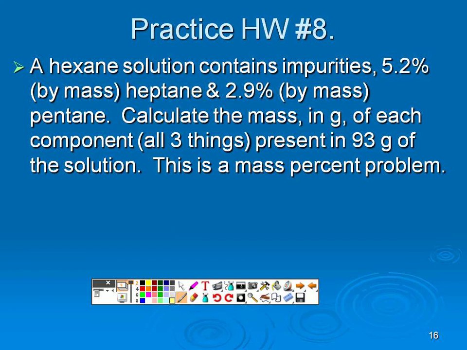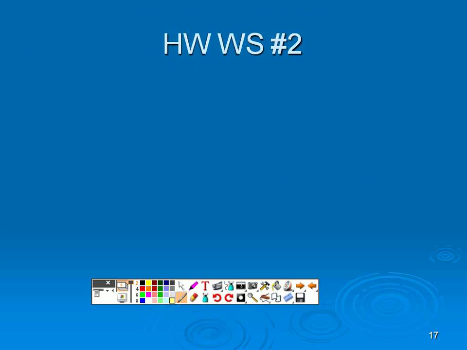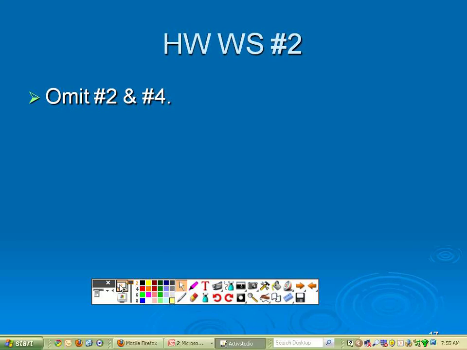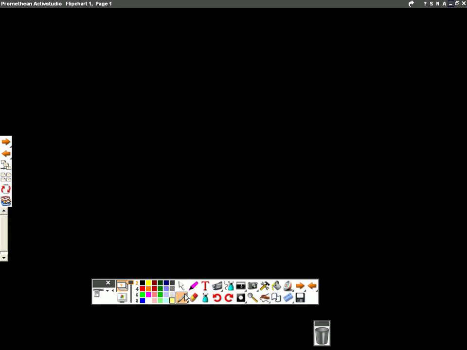So we're going to do homework practice number 8. That says a hexane solution contains impurities, 5.2% by mass heptane and 2.9% by mass pentane. Calculate the mass in grams of each component, so all 3 things present in 93 grams of the solution. Before I do this problem, I'm going to show you what your homework is, so I don't have to flip back to it. Your homework is worksheet number 2, and you do not need to do number 2 or number 4. So let's get on to the problem.